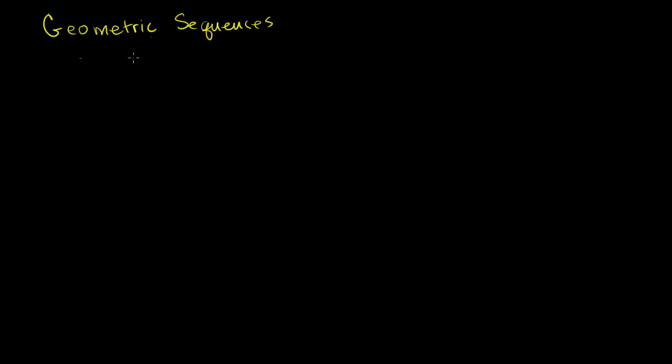A sequence is, you can imagine, just a progression of numbers. So for example, if I just said 1, 2, 3, 4, 5, this is a sequence of numbers. It's not a geometric sequence, but it is a sequence. Now, a geometric sequence is a special sequence of numbers where each successive number is a fixed multiple of the number before it. So let me explain what I'm saying.